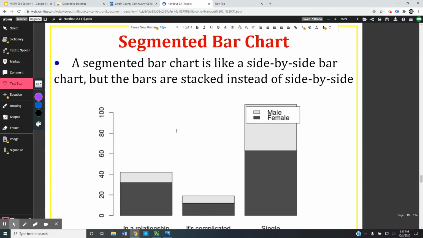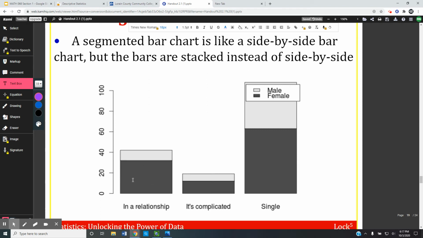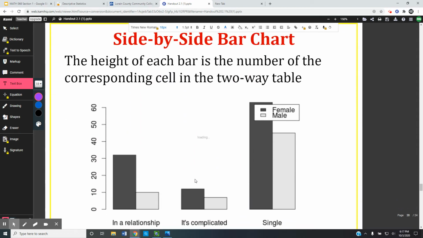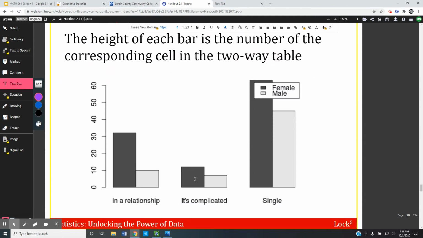If we're looking at a segmented bar chart, it's just like a side-by-side bar chart, but the bars are stacked instead of being side by side. So these are the relationships, in a relationship. The darker one is female and the lighter one is male. So we can see the difference in any category of the secondary category, because remember, this is two categorical data. Side by side looks almost identical. And here's a stack, which gives exactly the same data as being side by side. Both of them have corresponding values that come from the two-way table.